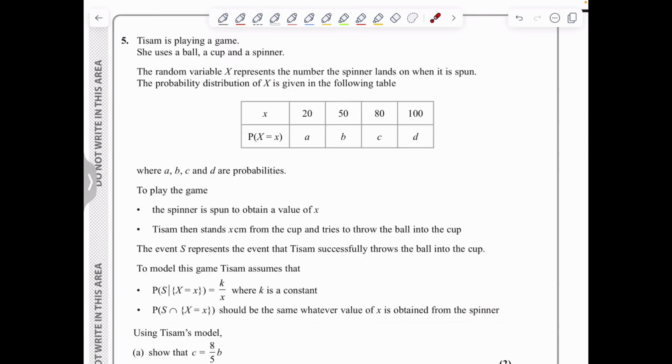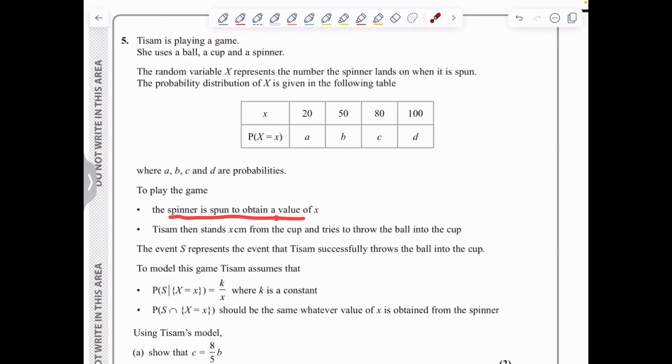0.0563. In question 5, we've got Tissam playing a game. She uses a ball, a cup, and a spinner, and the random variable x represents the number the spinner lands on when it's spun. And we've got the following probability distribution for x, with a, b, c, d being probabilities. So how do we play the game?